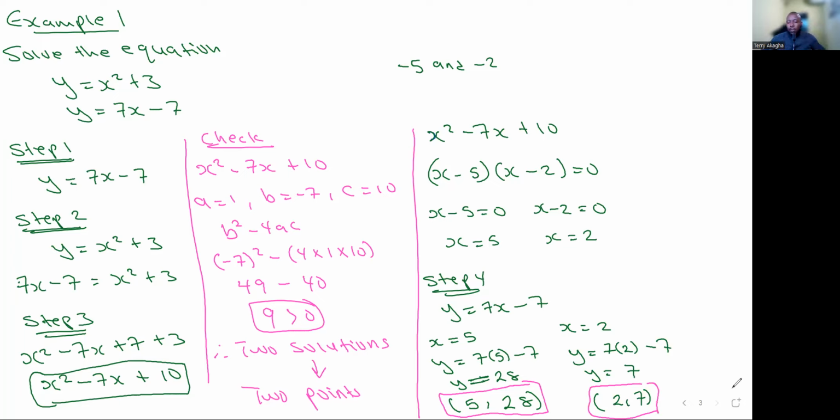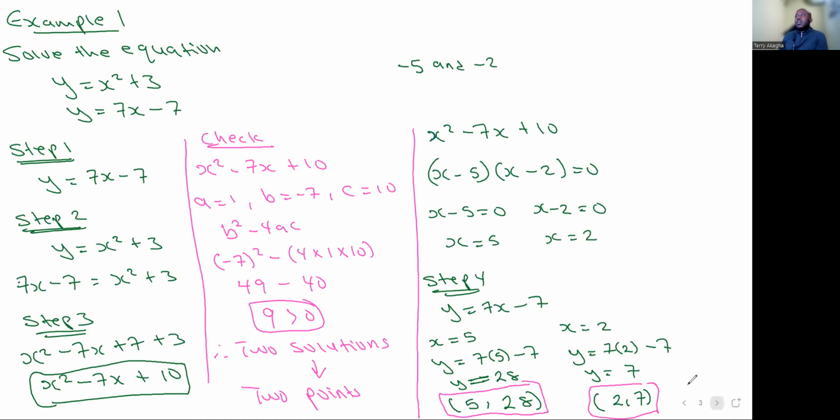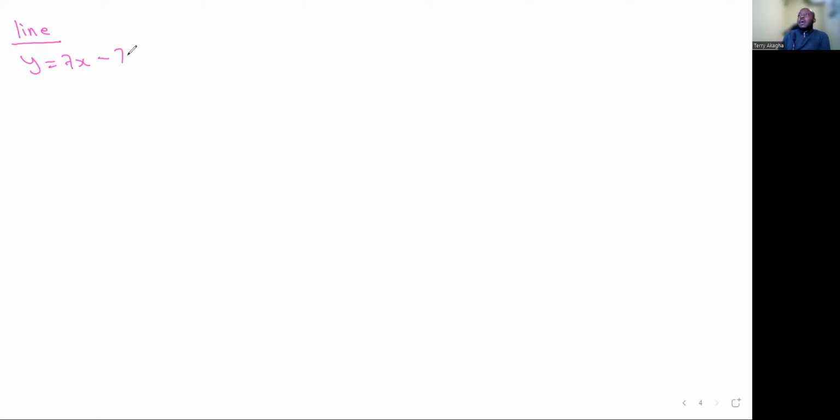All right. So as usual, we can decide to plot this. Basically, I'm going to sketch it, not plot. It just gives us a rough idea of the solution. So for the first one, we have the line y is equal to 7x minus 7. So that means we're going to get the x-intercept.